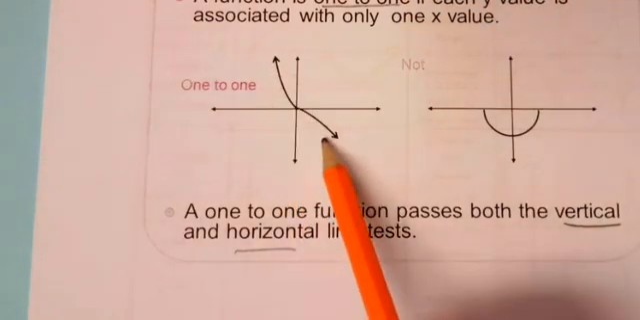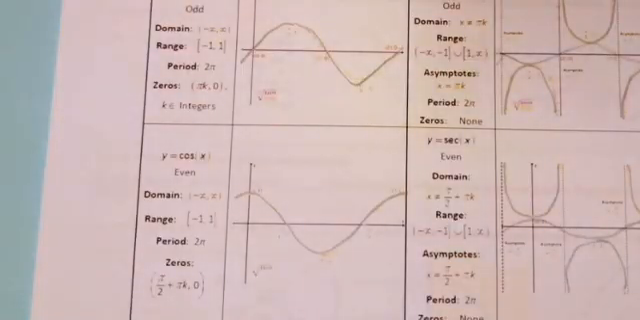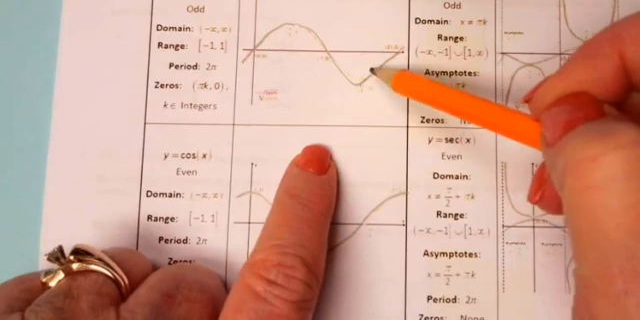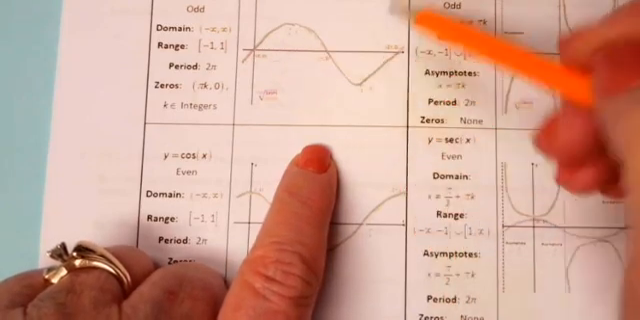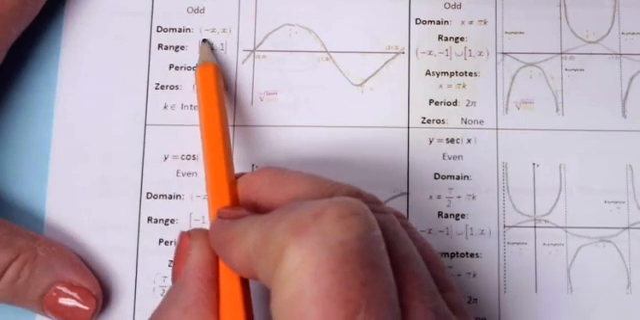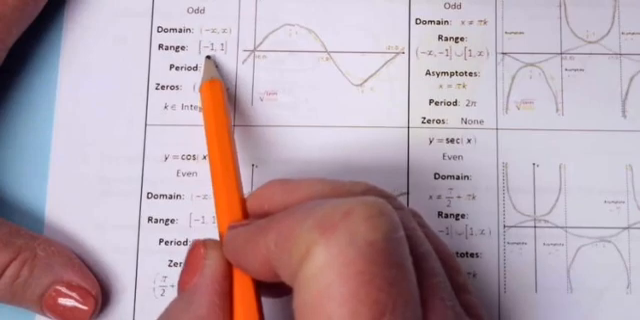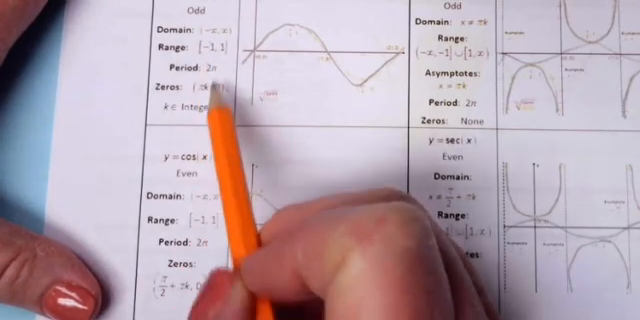So this is a 1-to-1 function. This is not a 1-to-1 function. So we look at sine. This is the sine. And we say, oh, it's not 1-to-1. So we're going to have to restrict the domain. The original domain of the sine runs from negative infinity to positive infinity. Its range only runs from negative 1 to 1.